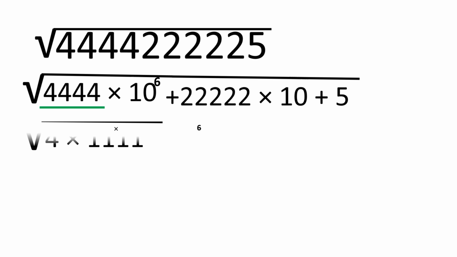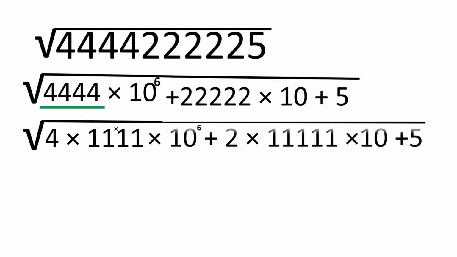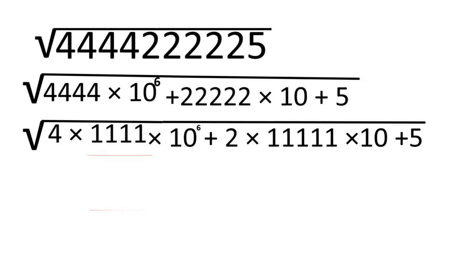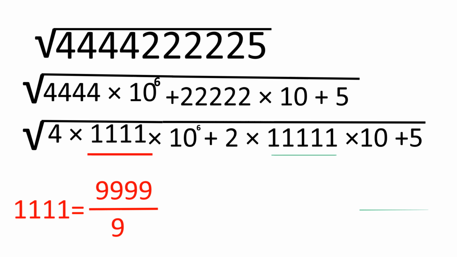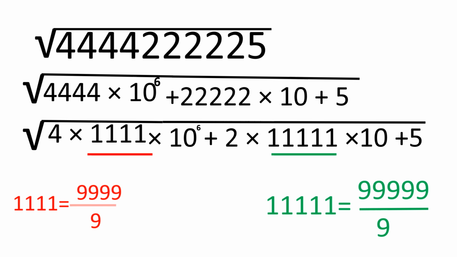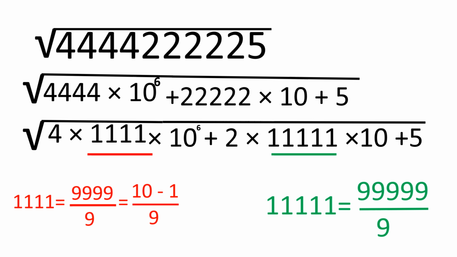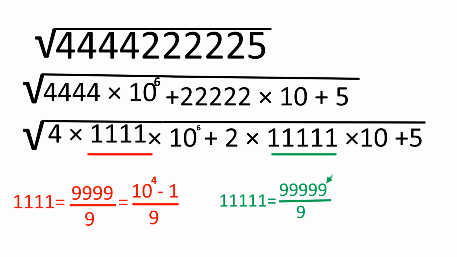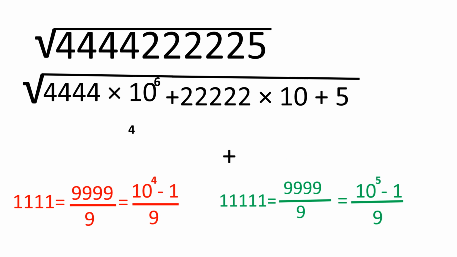Now here comes the magic. These 4 ones can also be written as 4 9s divided by 9, and these 5 ones can also be written as 5 9s divided by 9. Next, these 4 9s is also equal to 10,000 minus 1, or it can also be written as 10 raised to 4 minus 1. Then, these 5 9s is also equal to 100,000 minus 1, or it can also be written as 10 raised to 5 minus 1.